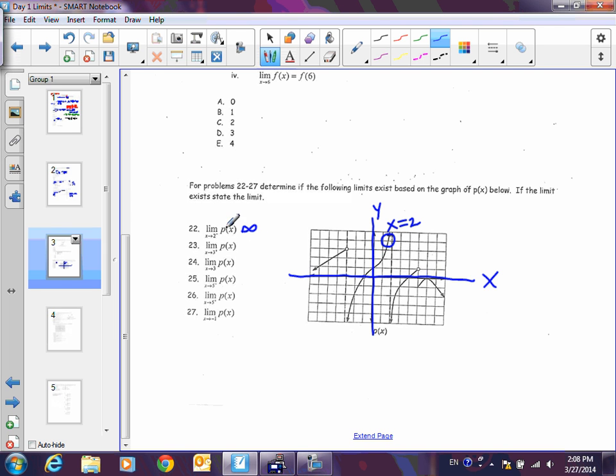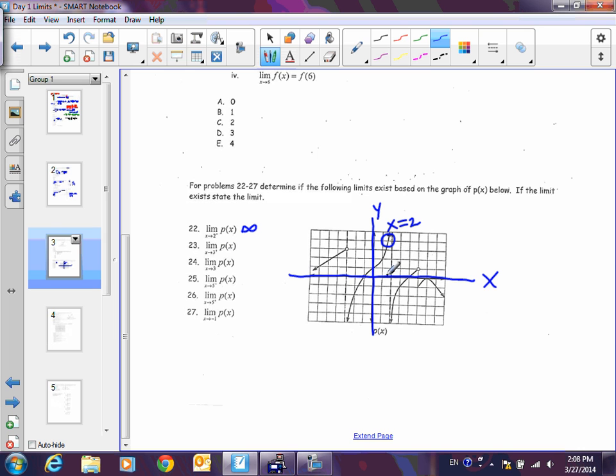So that limit does not exist, but we would write infinity. And if this was multiple choice, they're not going to have infinity and does not exist as answer choices. You don't really have to worry about that. But here they're looking for infinity versus negative infinity. All right, so let's look at the next one.